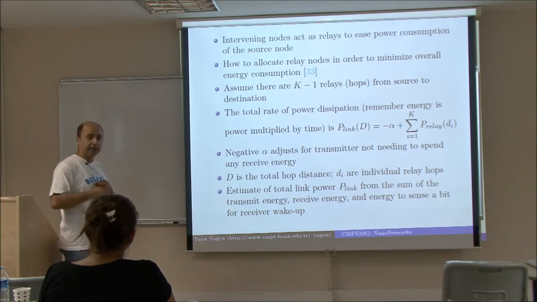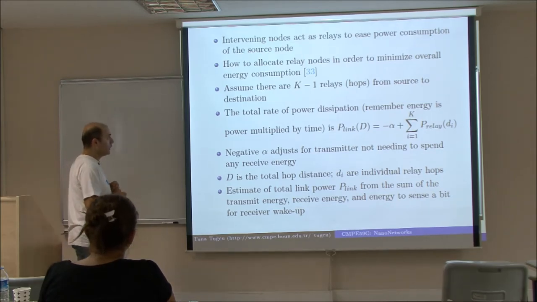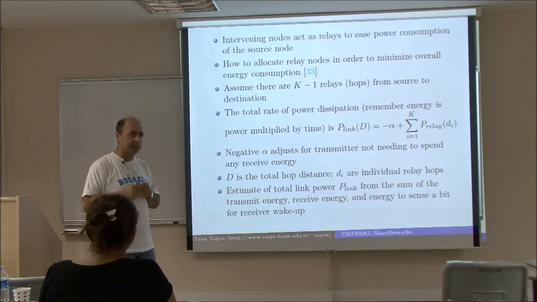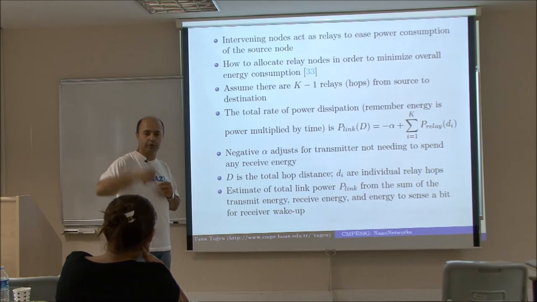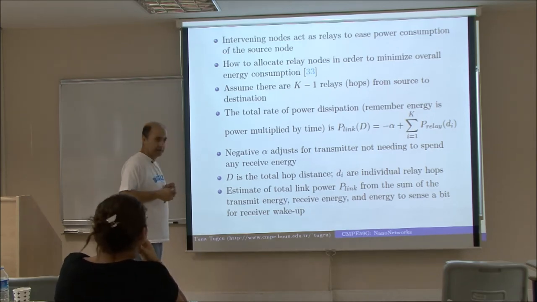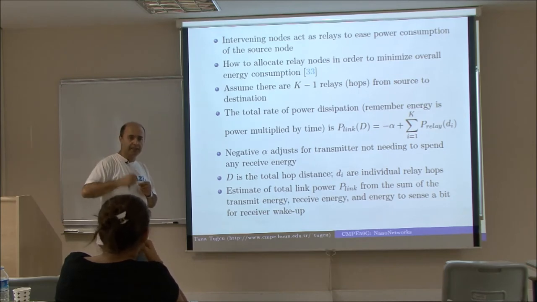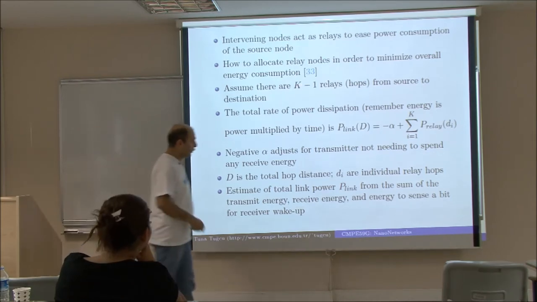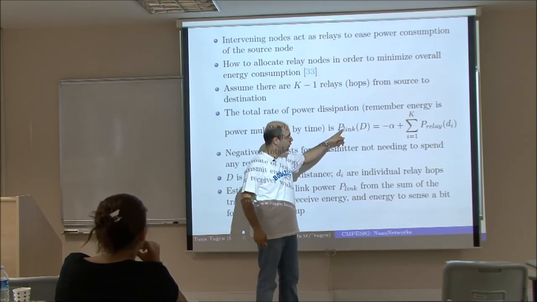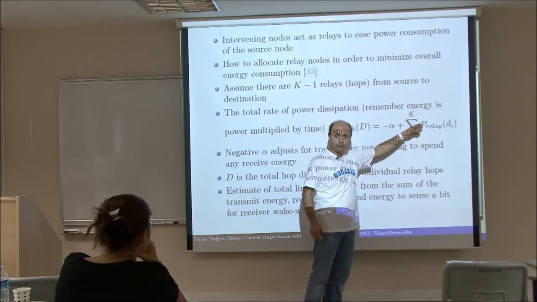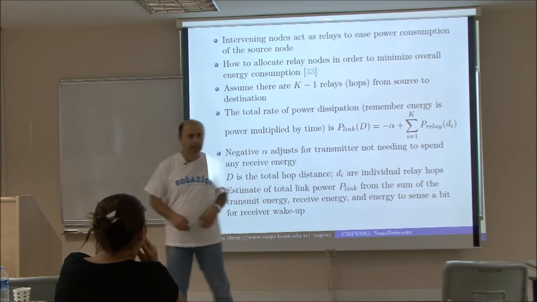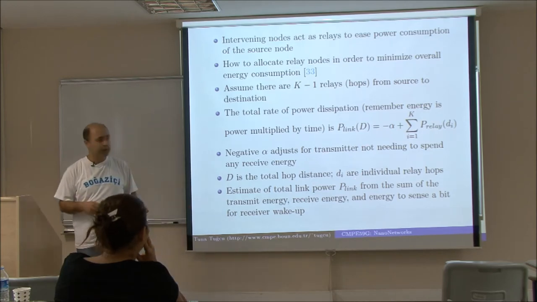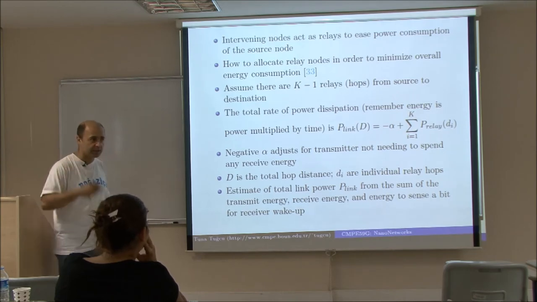So you should look at how much energy is being consumed. So to allocate the relay nodes, in order to minimize the overall energy consumption, you have to decide over which nodes to transmit, and more important, how many hops you should have. So let's say we have k nodes, so there will be k minus 1 hops from source to destination. Now, if you have k minus 1 hops, then for the distance d, the power consumed would be the sum of the power consumed by all intervening devices plus or minus alpha, which will be adjusting for the transmitter, not requiring to spend any receive energy because it's anyway starting the communication.